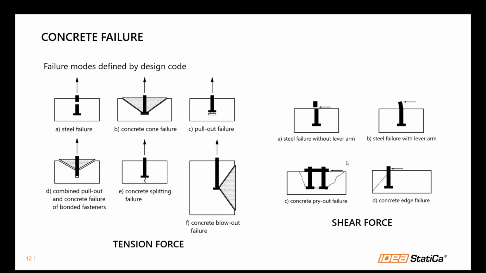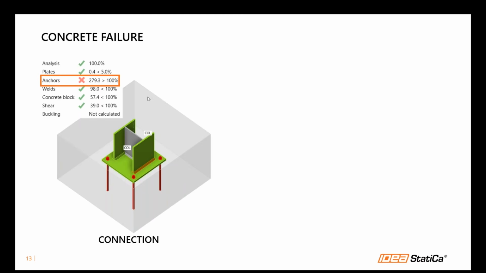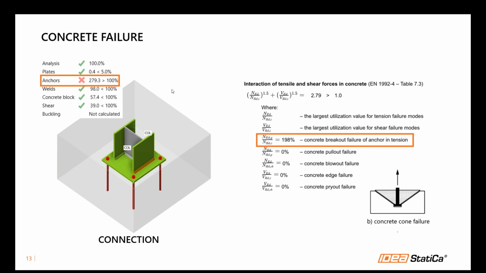From my experience, the governing check usually would be the concrete cone failure for the tension force and the concrete edge failure for the shear force. This one is a base plate connection which I model in our connection application, and you can see here that the anchor fails because there is no reinforcement modeled here. And if I look more in detail, you can see that the governing case is actually the concrete breakout failure, which is what I mentioned in the previous slide as concrete cone failure.